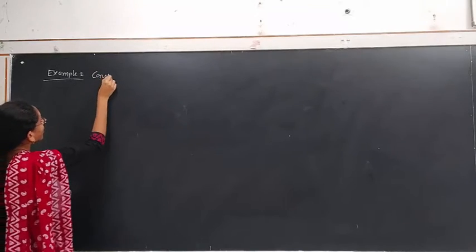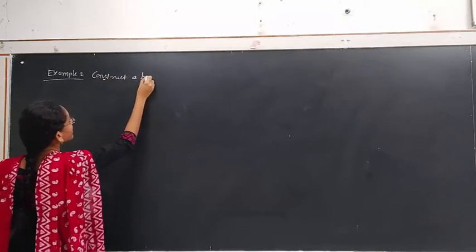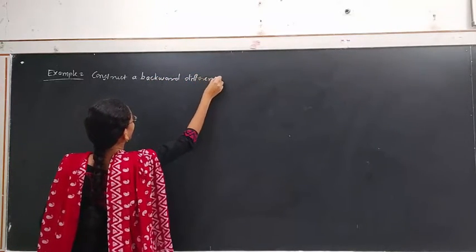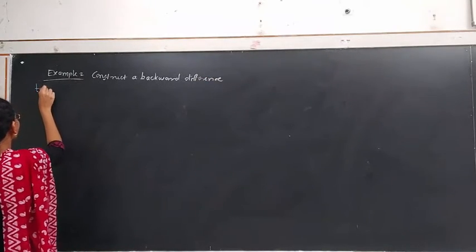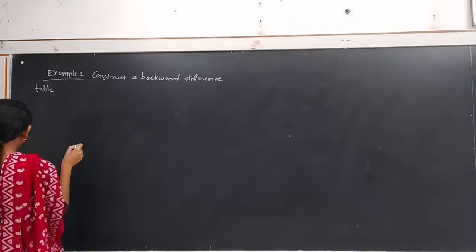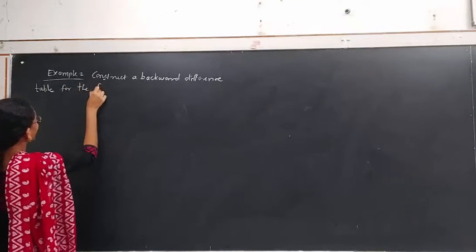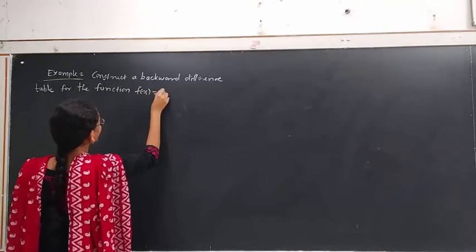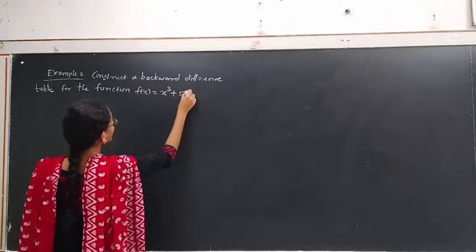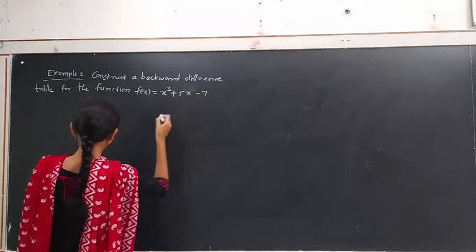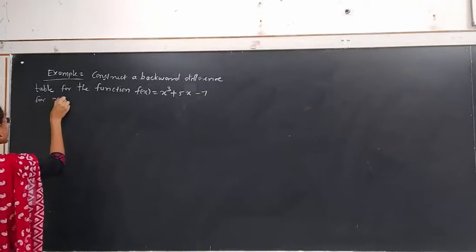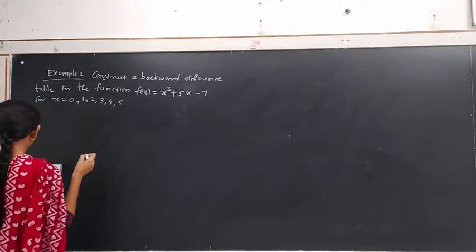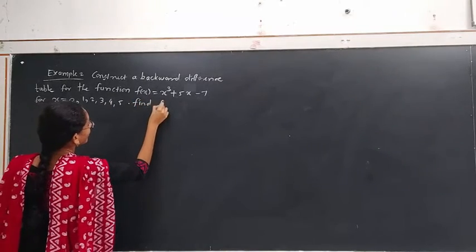Construct a backward difference table for the function f of x is equal to x cube plus 5x minus 7 for x is equal to 0, 1, 2, 3, 4, 5. Find f of minus 1.